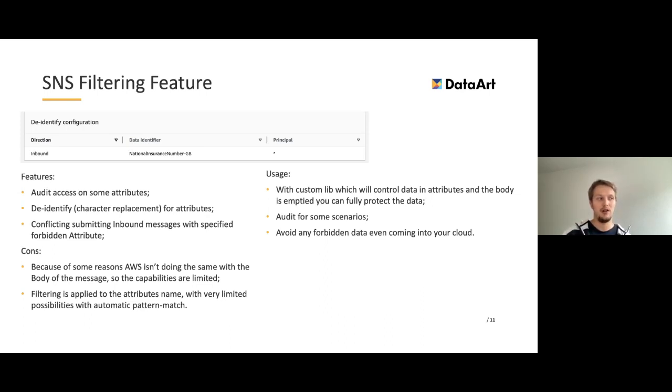But this feature has not become widely spread yet because for some reason AWS is not doing the same with the body of the message. So the capabilities of this feature are still limited, and the filtering applied to these attributes is also limited to pattern match. That's why we should continue keeping our eyes on this feature and try to use it. But yes, some additional things are required here.